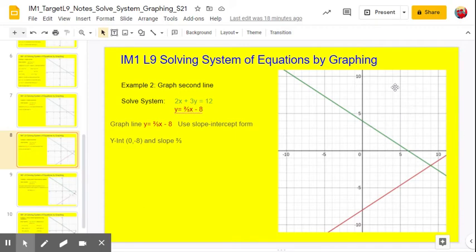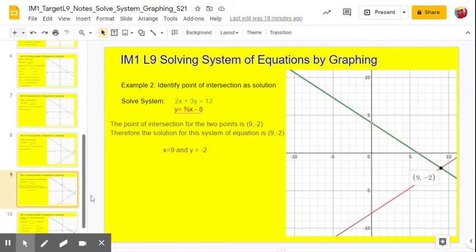So our solution is the point of intersection. So we're going to identify the point of intersection. In this example, our point of intersection is (9, negative 2). So that means our solution is x equals 9 and y equals negative 2. And again, for my class, typically I'm going to want you to give me the solution, that's just the ordered pair. So I just want to see the point (9, negative 2). And please do not forget the parentheses when you write the ordered pair.